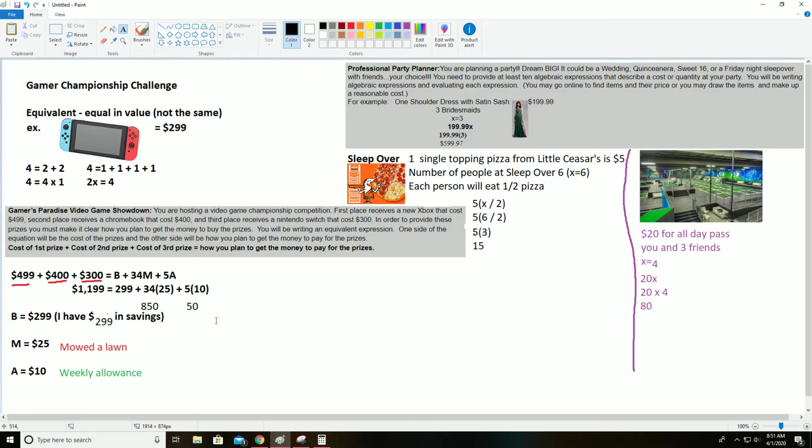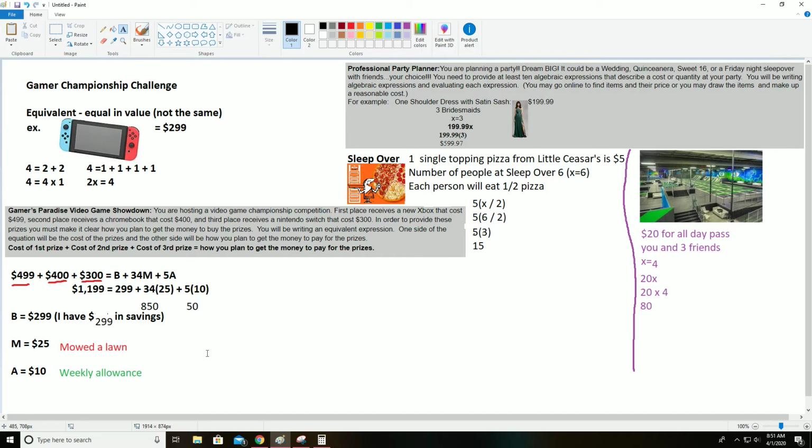You're just going to have to figure out how you can make $1,199 out of several different options. Do you have to do 3 variables? No, you could do 2. Could I do 5 variables? Yeah, you could have 5 variables. You could have savings, mow lawn, weekly allowance, raking leaves, and borrowed money from parents or something. There's a lot of different options.